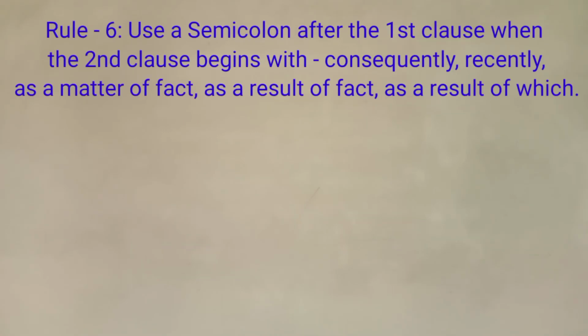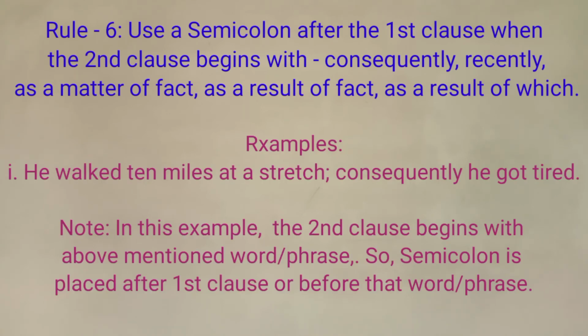Rule number 6. Use a semicolon after the first clause when the second clause begins with consequently, recently, as a matter of fact, as a result of which. Example: he walked 10 miles at a stretch; consequently he got tired.